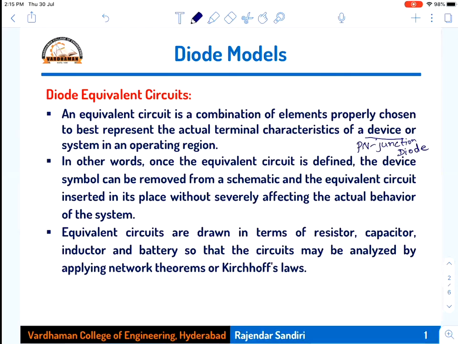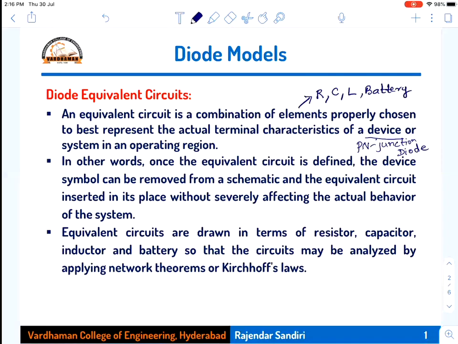We have to represent it in the form of elements like resistor, capacitor, inductor, and battery, whichever are suitable for that particular diode. We have to represent them in terms of these elements. So equivalent circuit means the behavior of the diode is almost equivalent to the behavior of these elements. That is what we call the diode equivalent circuit. An equivalent circuit is a combination of elements. What are those elements? These elements can be resistor, capacitor, inductor, or battery. These are all the elements that we can use.